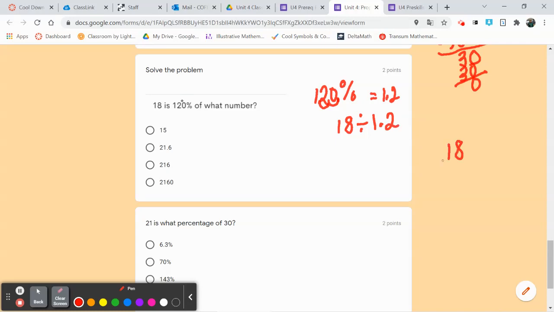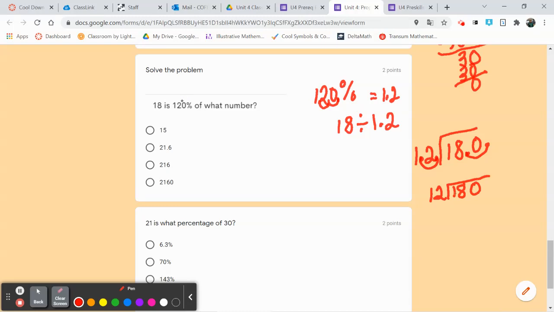All right, the long way. 18 goes in the box. 1.2 goes outside. We can't have decimals in the divisor on the outside number, so we have to move it to get rid of it. 1 to the right. If we move that one, we have to do exactly the same thing inside, giving me 12 on the outside, 180 on the inside. So 180 divided by 12.